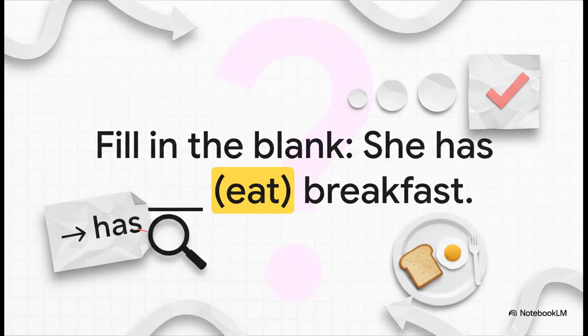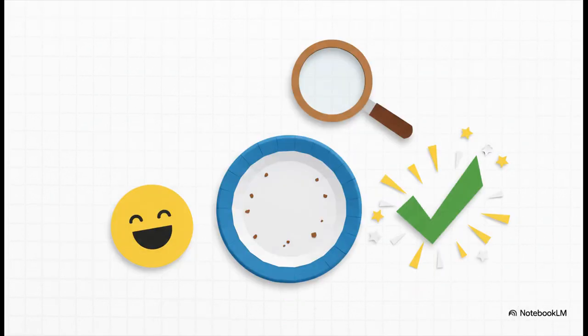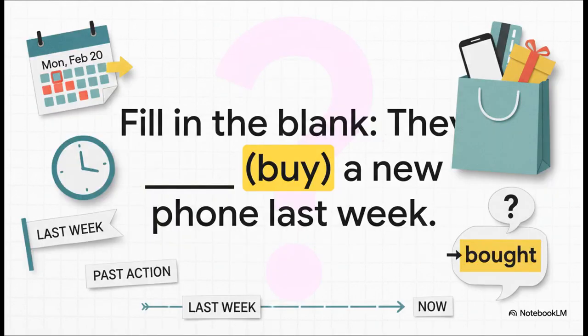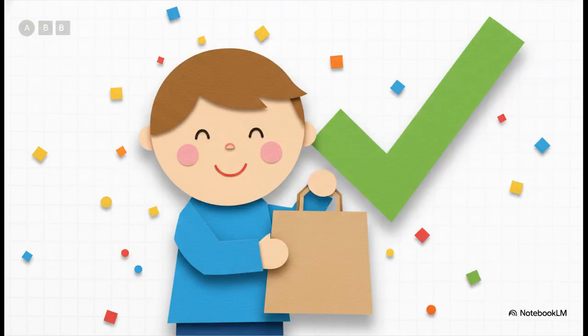Okay, number 2. Look closely. You see that helper verb has? That's our big clue right there. It means we need the third form, the past participle of eat, and the answer is eaten. She has eaten breakfast. Perfect. You're totally getting the hang of this. Question 3. The phrase last week tells us this is a simple, finished action in the past. So, what's the past simple form of buy? Yep, it's bought. They bought a new phone last week. See, that's our type 2 pattern in action.